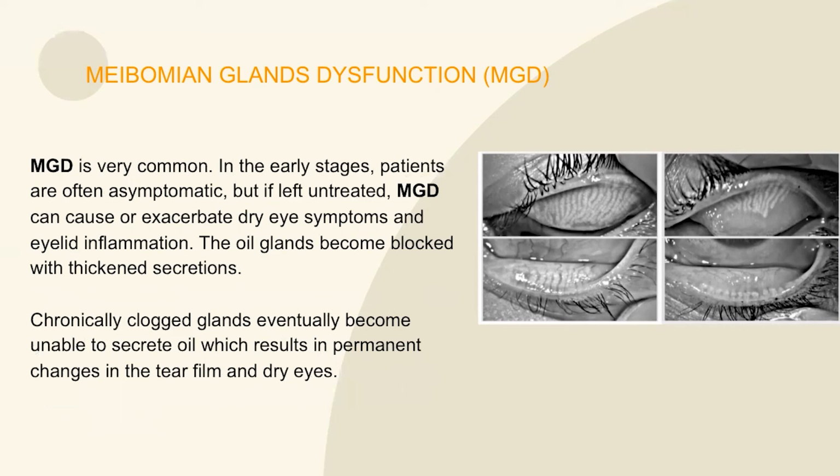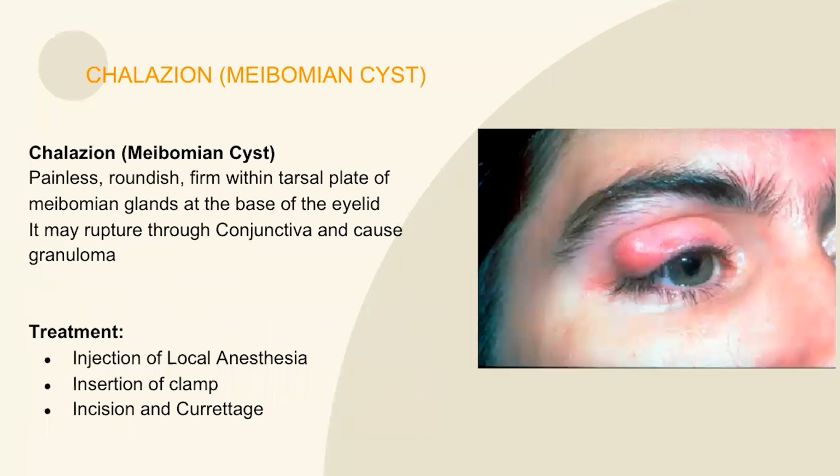MGD is very common. In the early stages, patients are often asymptomatic, but if left untreated, MGD can cause or exacerbate dry eye symptoms and eyelid inflammation. The oil glands become blocked with thickened secretions. Chronically clogged glands eventually become unable to secrete oil, which results in permanent changes in the tear film and dry eyes. So the next one is chalazion, also known as meibomian cyst.